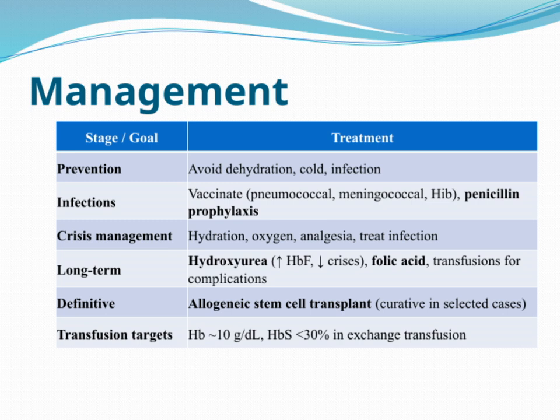Lastly, transfusion targets are important to keep in mind. The goal is to maintain hemoglobin around 10 grams per deciliter and keep sickle hemoglobin, or HbS, below 30% during exchange transfusions. Overall, managing sickle cell disease involves a tailored approach at each stage, combining prevention, prompt treatment, and, when appropriate, definitive therapies to improve quality of life and outcomes.